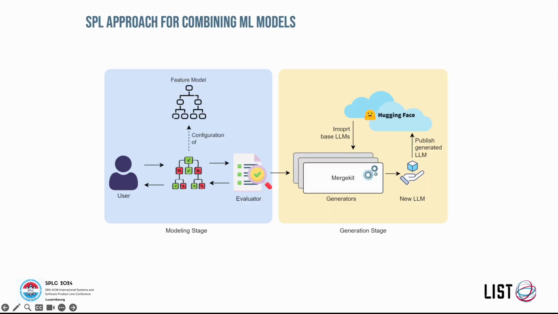In this diagram, we illustrate the overview of the tool, where basically there are two differentiated stages. The first one is the modeling stage, where the user interacts with the feature model, creating their own configuration. And then there are some evaluators that verify that the feature configuration is valid. And once this is done and the user is ready to create the model, it goes to the generation stage, where one of the generators is selected.